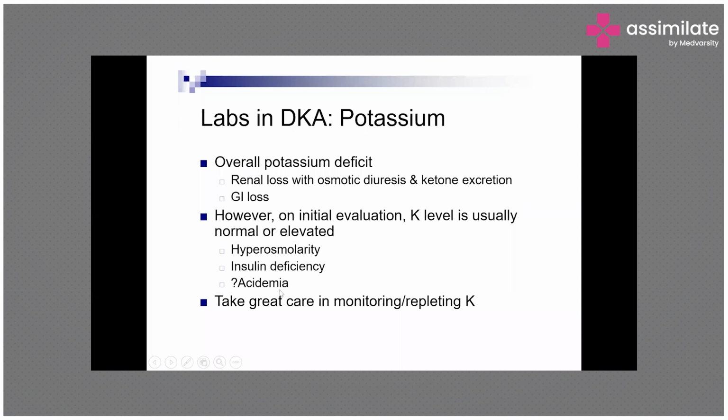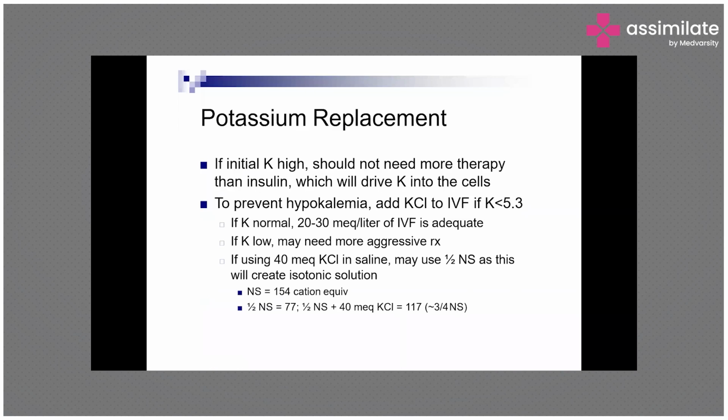So your target should be to bring potassium up to 4 to 4.5 milliequivalent per liter, and it has to be supplemented accordingly. If the potassium levels are less than 5, you have to start correcting potassium. If potassium is normal, we need to give 20 to 30 milliequivalents per liter of potassium in IV fluids.